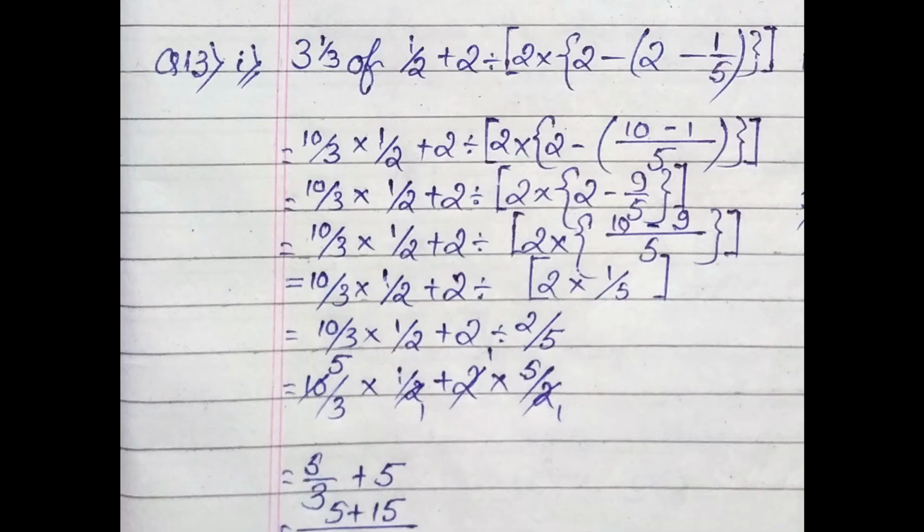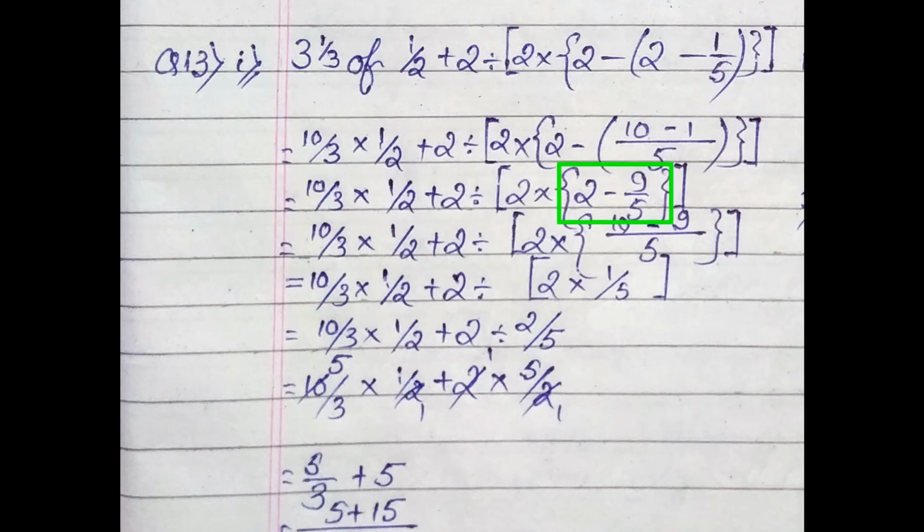On question number 13(1): 3 1/3 of 1/2 plus 2 ÷ {2 × [2 − (2 − 1/5)]}, with the first, second and third brackets. At first I have converted 3 1/3 into 10/3 and replaced the "of" with the multiplication symbol and kept 1/2 as it is, plus 2 divided by 2 multiplied by the second bracket. Inside the first bracket I have performed the subtraction operation.